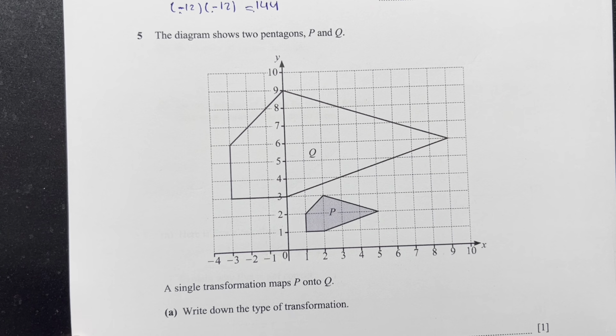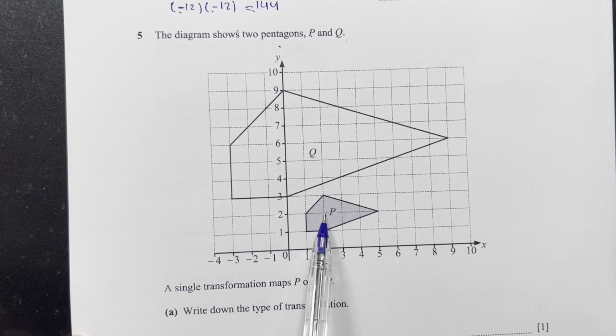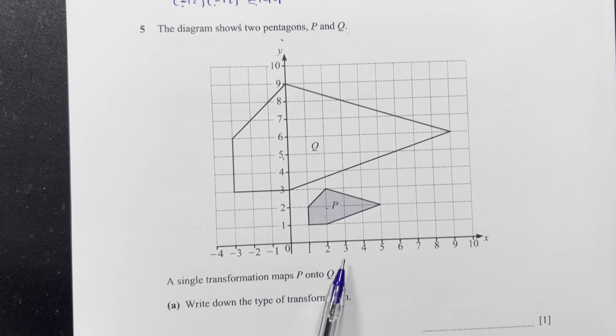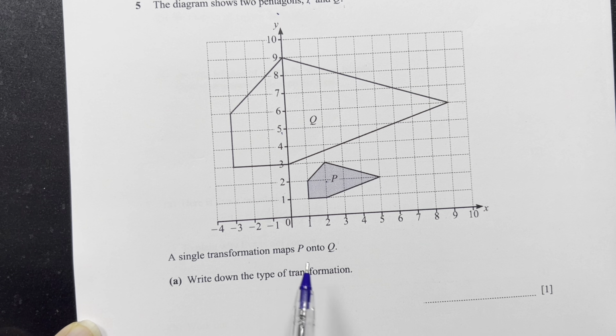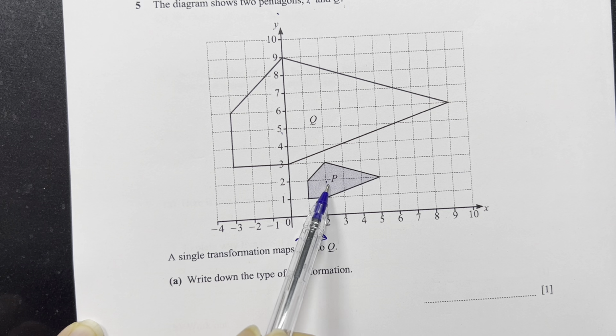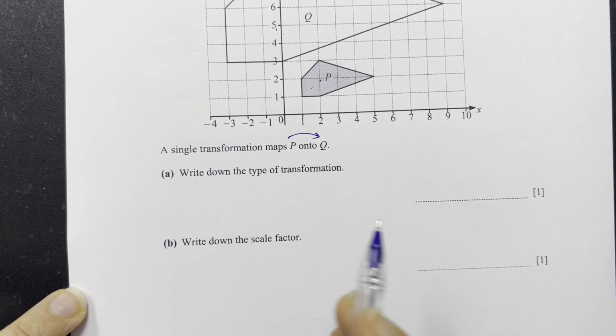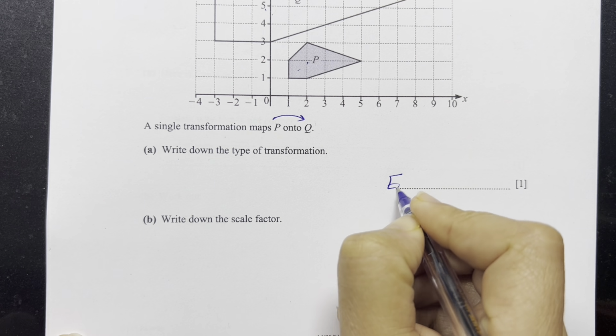Question number 5. The diagram shows two pentagons, P and Q. Here is P, the small one, and Q, the big one. A single transformation maps P onto Q. So what happened from P to Q? As we see here, what happened is enlargement. So write down the type of the transformation. I will write enlargement.